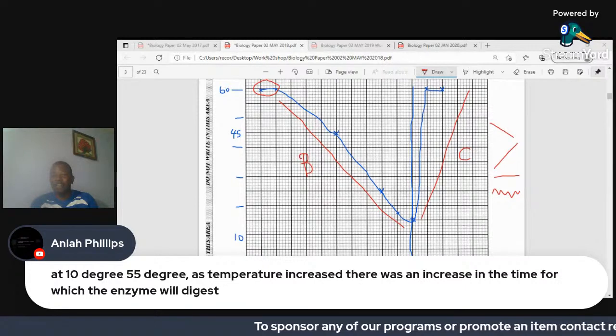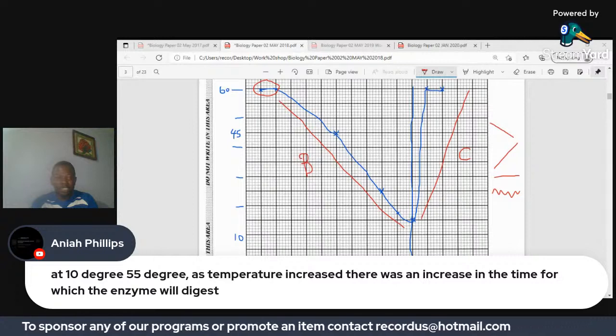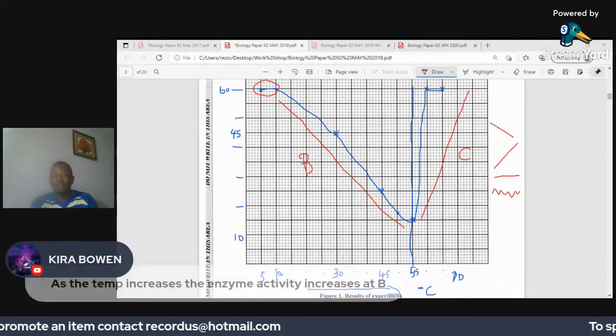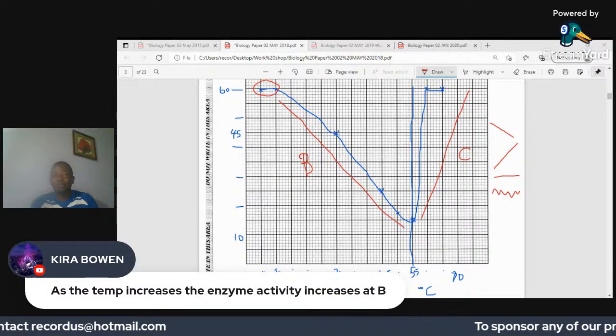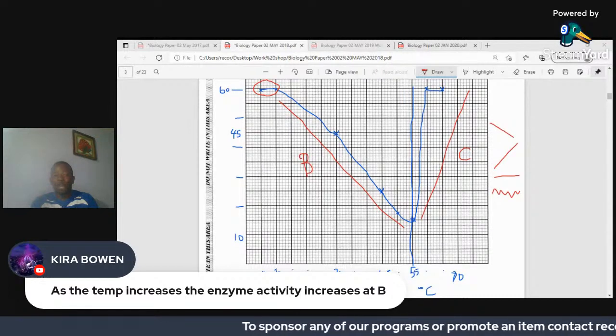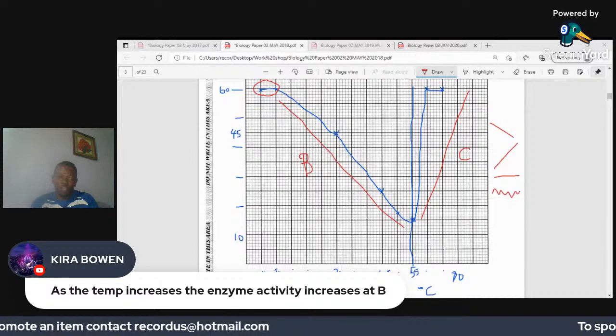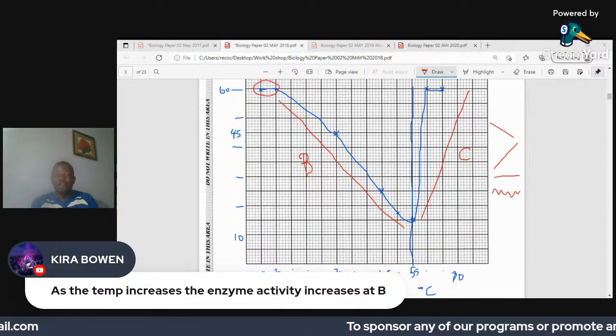As the temperature increases, the enzyme activity increases. All right? So let me look at this one. So look at this one, Bowen. As the temperature increases, the enzyme activity increases. While we said in our last class, if it's going up diagonally, it's exponential. If it's coming down like this, it's also exponential. So this is a pretty nice answer for B.